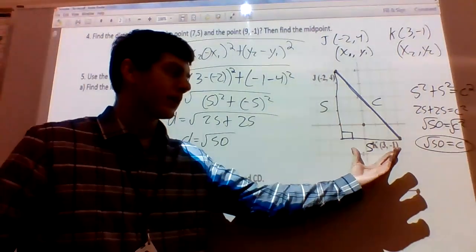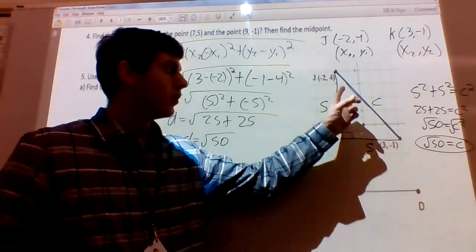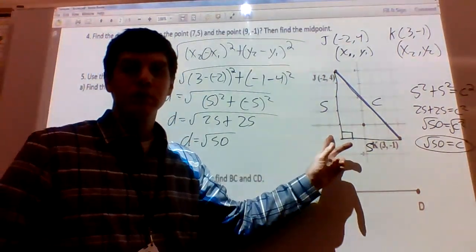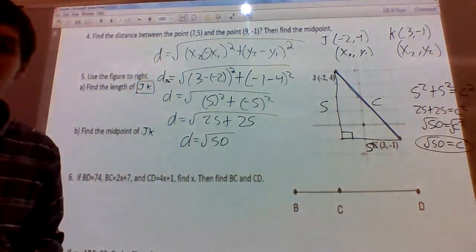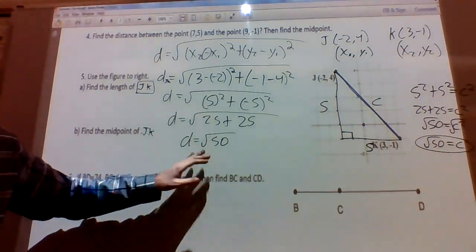So that's why the distance formula is the way it is. Again, x2 minus x1 is this. Y2 minus y1 is this. And then we're just using the Pythagorean theorem. But don't worry about that. As long as you can get this, you're good.